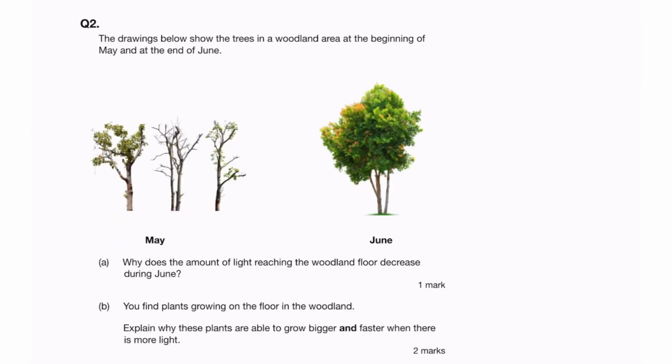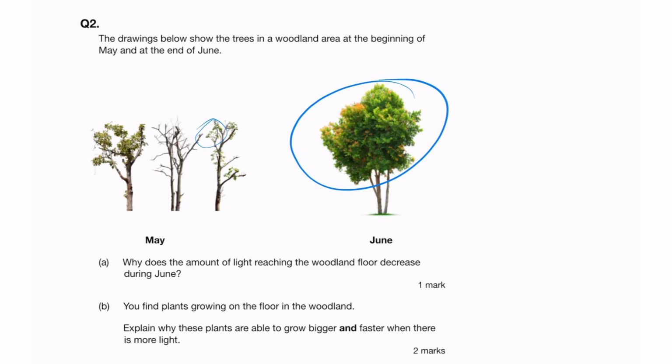Okay, question 2. The drawings below are showing the trees in a woodland area at the beginning of May and the end of June. All right, you can notice, look at the difference between the 2 images. You can notice in the one in May, look, there's a lot less leaves and they're smaller. Here in June, there's a lot more. So why does the amount of light reaching the woodland floor decrease during June?